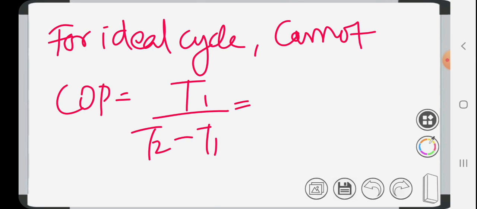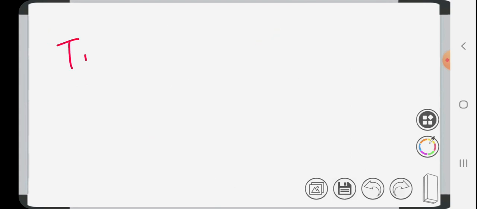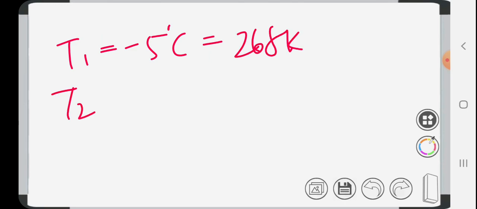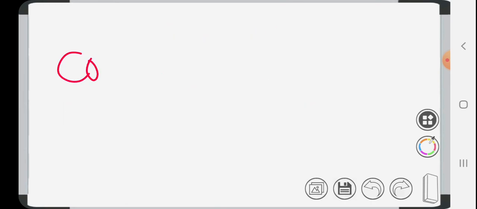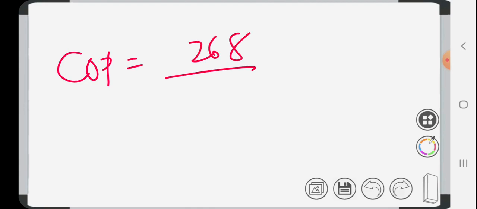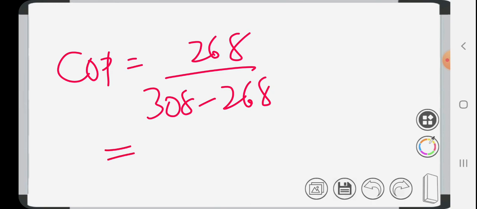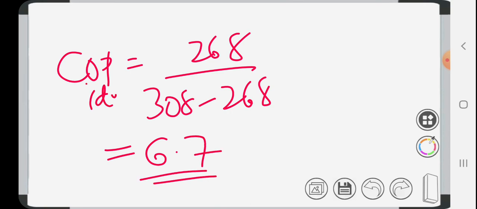So what was the higher T1? T1 is the lower temperature, meaning T1 is minus 5 degrees Celsius. It means 268 Kelvin. T2 is 35 degrees Celsius. It means 308 Kelvin, right? So therefore COP is equal to 268 by 308 minus 268. If you calculate this value, you will get around 6.7 COP. So this is the ideal COP.